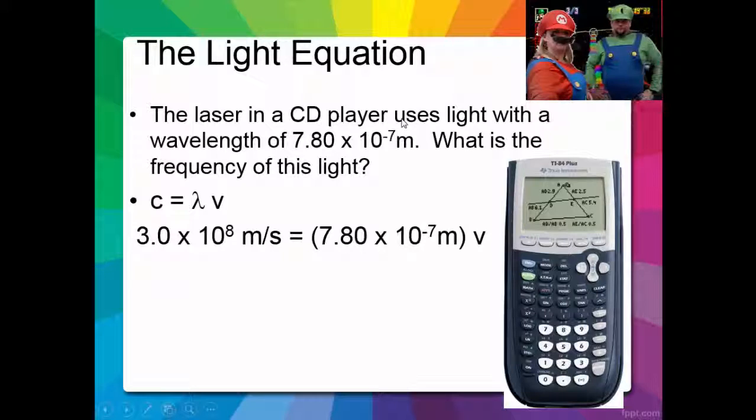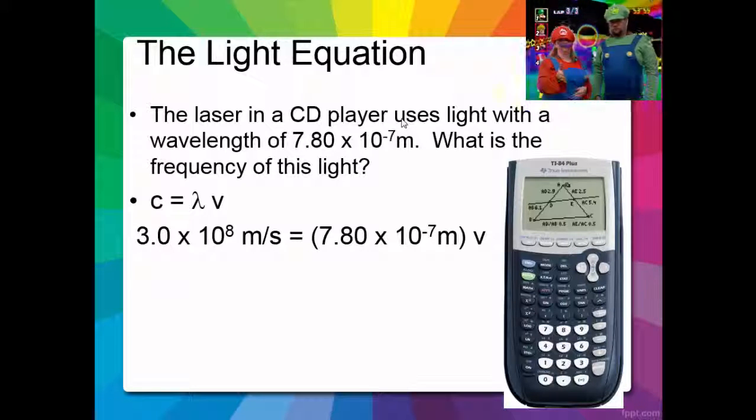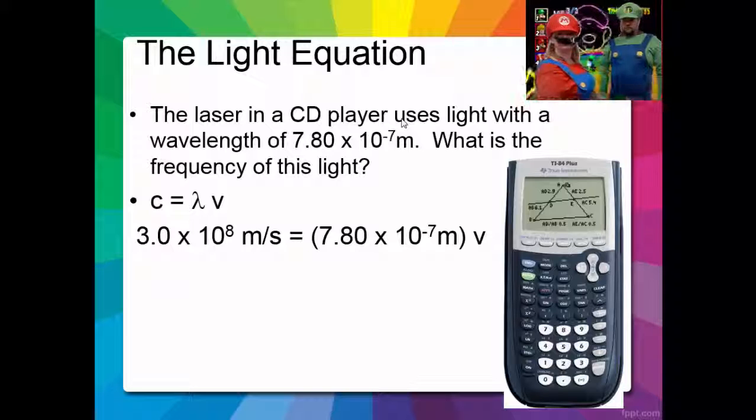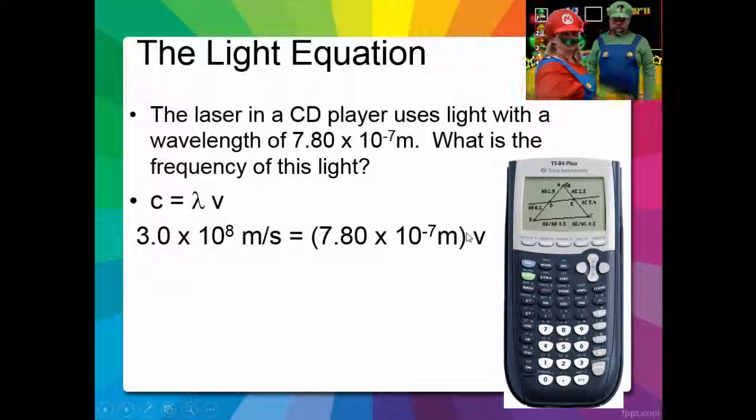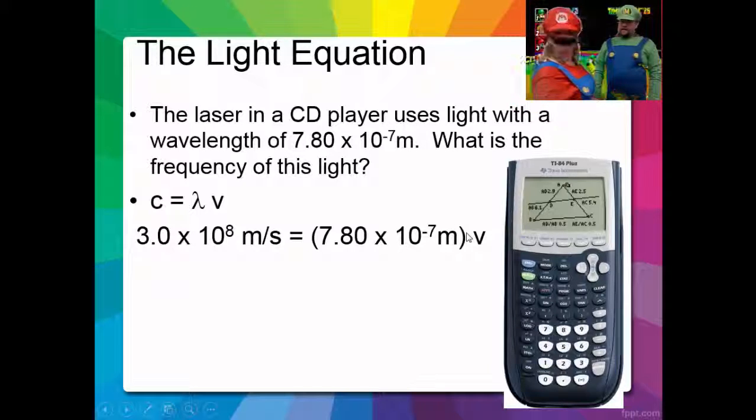So if I input it into where it stands for the variables, 3.0 obviously there, 7.8 times 10 to the negative 7 there, and then V is our unknown. Which is super easy. We're just going to solve for V. The only tricky part now is when you put it in your calculator. Those numbers have multiplication signs in. Oh, that's a little confusing.